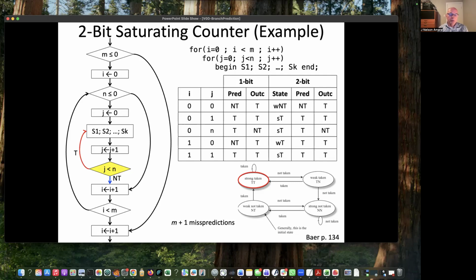Consider that m could be a billion, right? I just saved about 1 billion mispredictions by changing my predictor from being a single bit to being a two-bit saturating counter. And that is the main initial motivation to use multiple bits for the prediction.